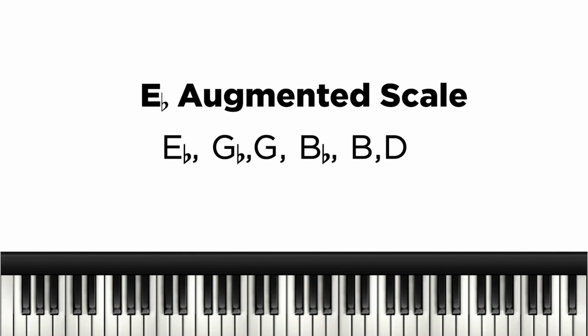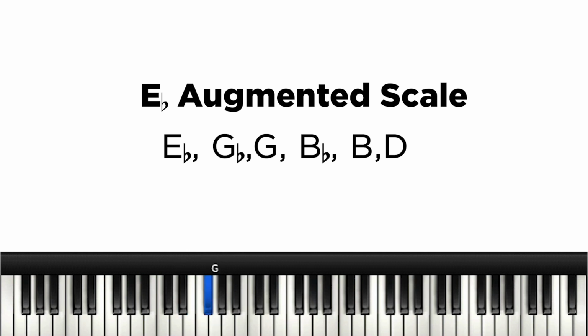E flat augmented would be composed of 3 major chords. Your major chords here are E flat major, G major, and B major. That's it. All of these chord tones make up the E flat augmented scale. Another way to look at it is to say 1 major third, 1 major half.